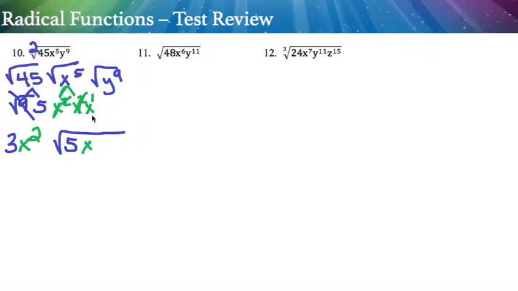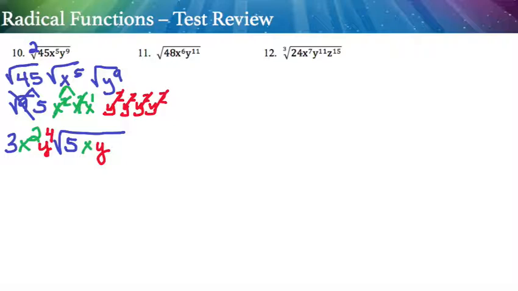Okay? If I go in and do the same thing with the y, I'm looking for how many y squareds are inside of y to the 9th. There are actually 4 of them. 1, 2, 3, 4. So the 4 goes here, y to the 4th. So 4 of them are going to come out, and 1 of them is left over.